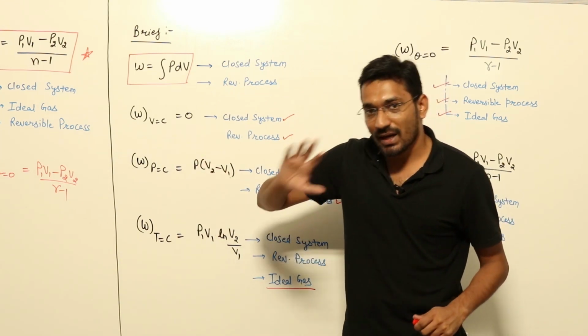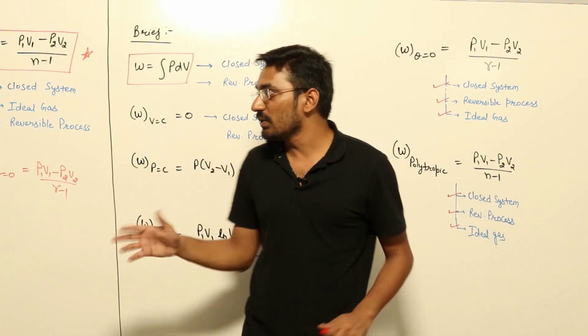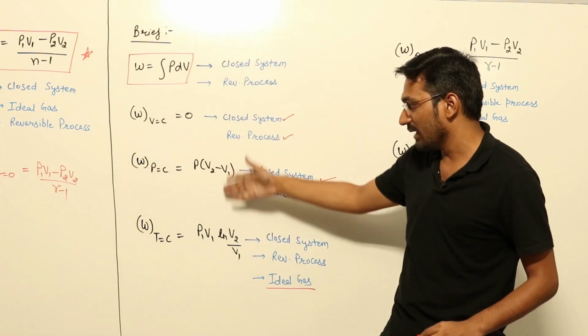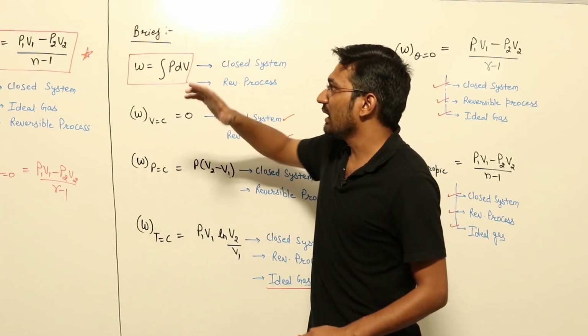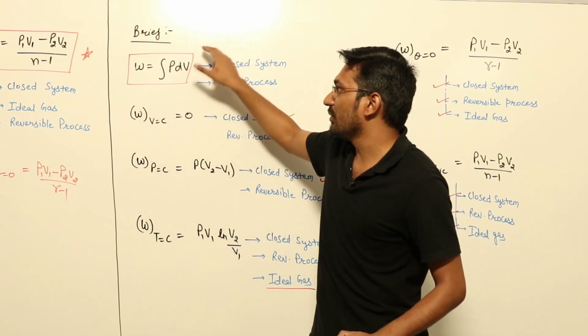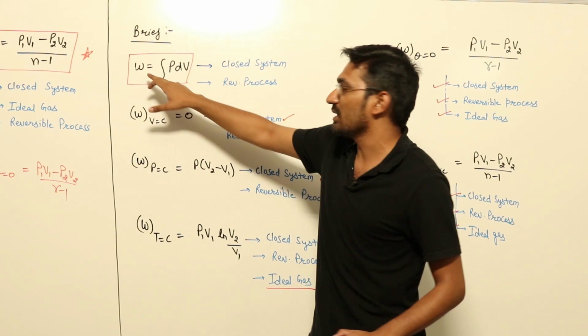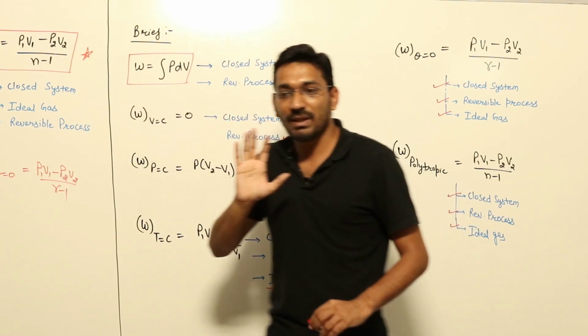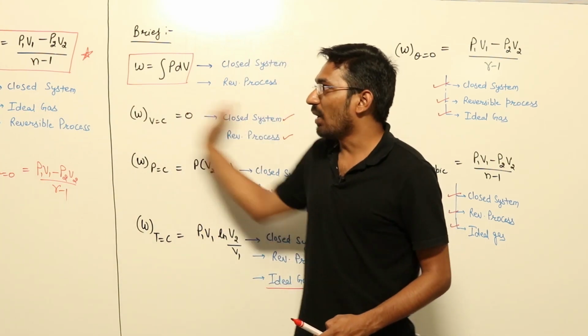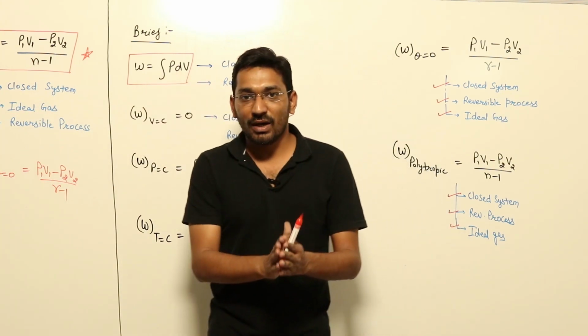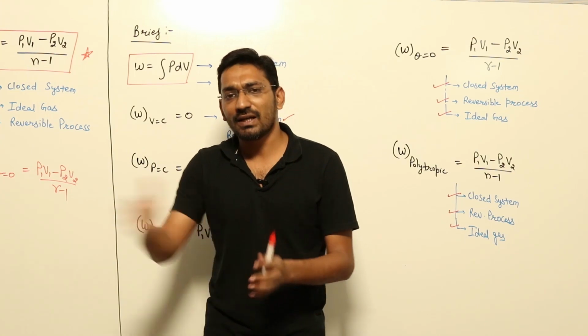If the assumptions deviate, you cannot use the direct formulas we have written for all 5 processes. If the assumptions are different, or the gas is some other gas, we will start with our basics, that is, work done is equal to the integration of PdV, and from there we can proceed further. This is all about thermodynamic work and work transfer in different types of process.